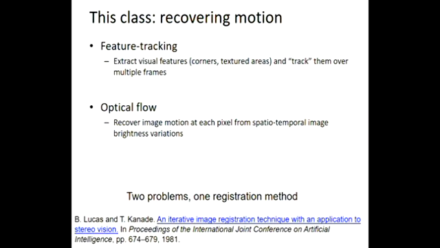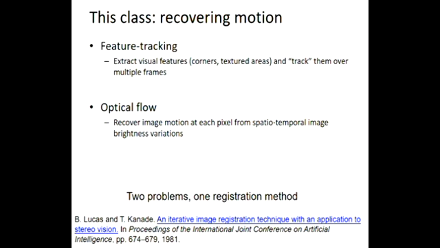This class, we're going to talk about tracking features in a video. You assume that the features you're finding correspondences between haven't moved very much between images or between frames. So we want to extract visual features and track them over multiple frames. A very related problem is optical flow, where you want to say where all the pixels from one image have moved to in the next image.